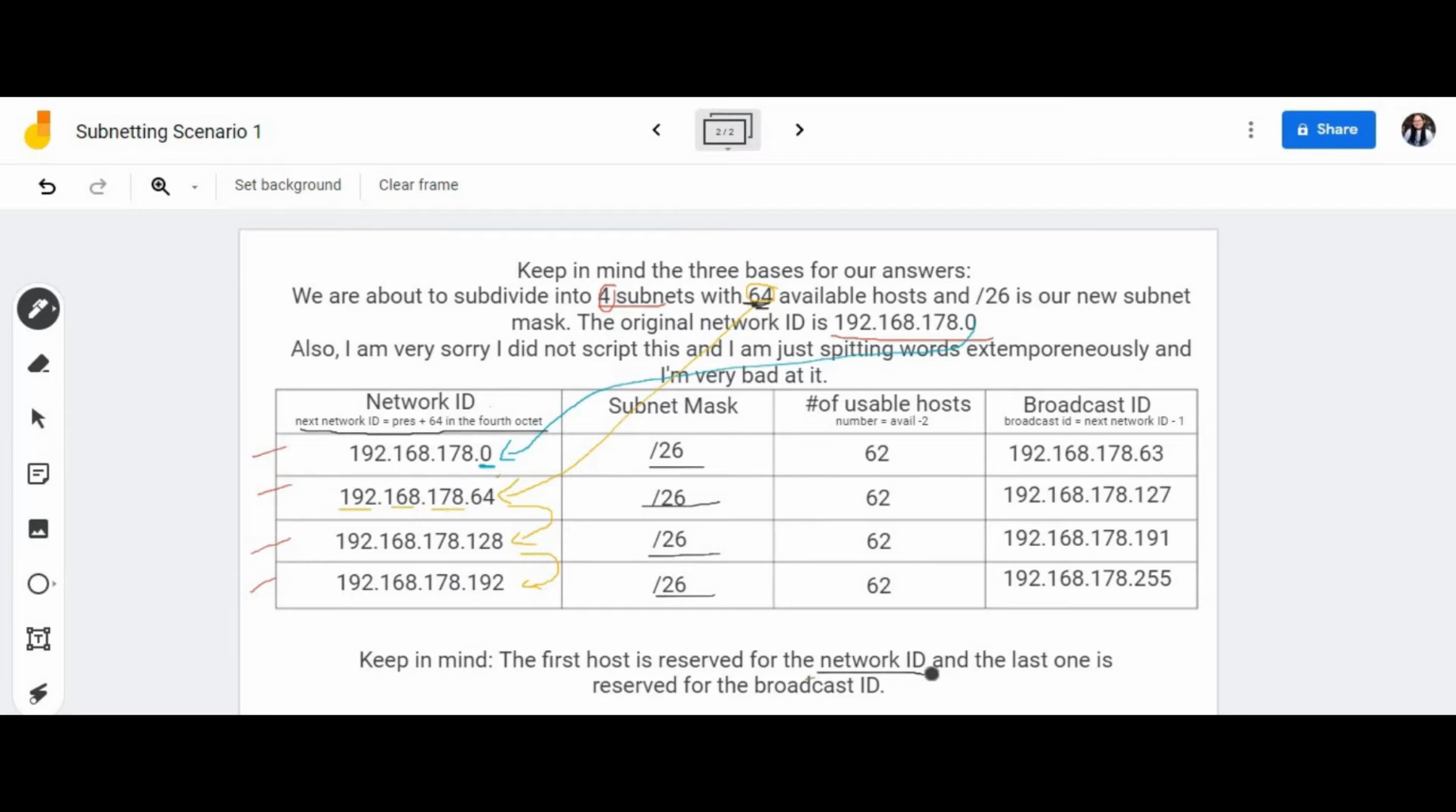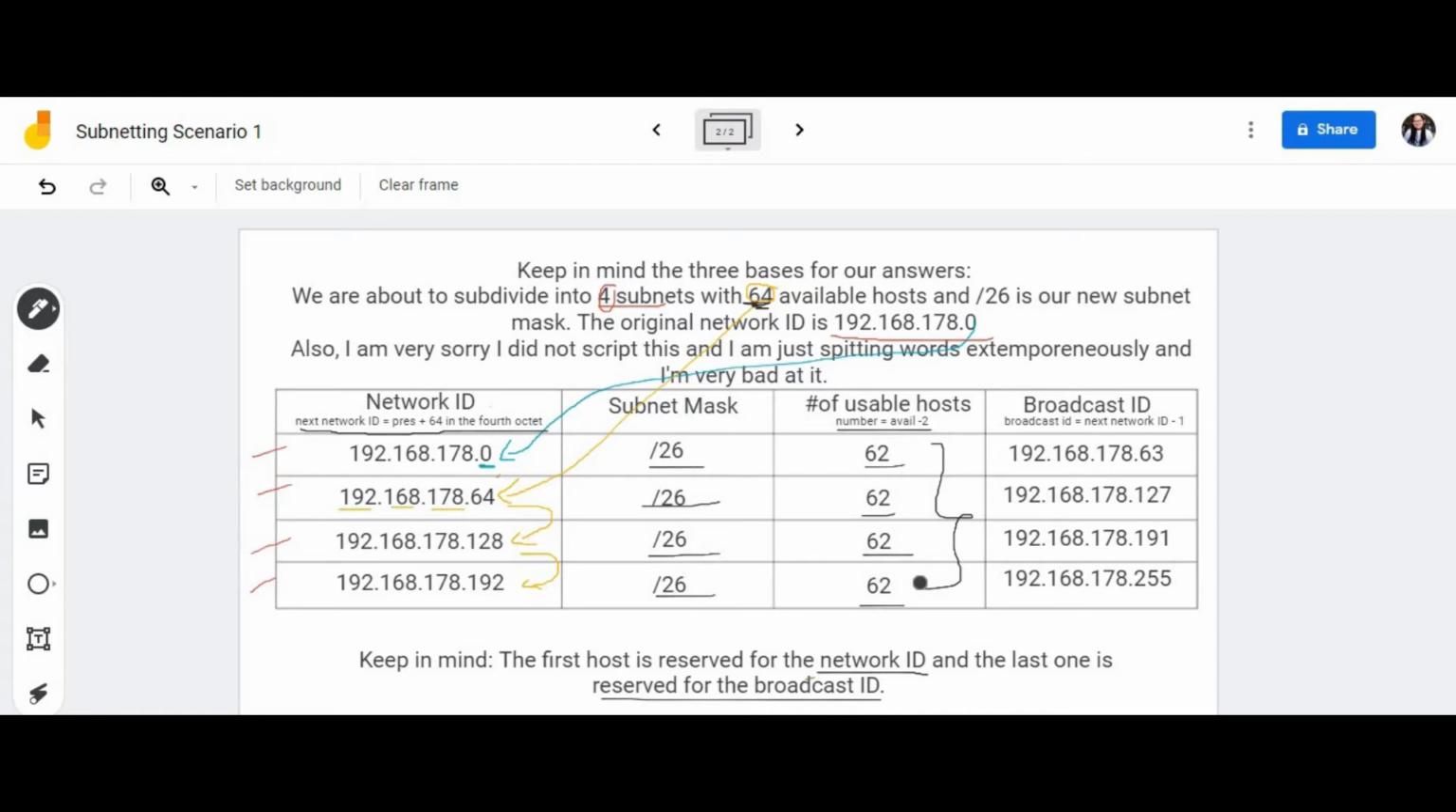Now, we already have our subnet mask, which is /26. That's why it's already here. So basically, every single subnetwork has the same subnet mask. Now, our number of available hosts was 64. We already emphasized it enough. But we were looking for the number of usable hosts. Keep in mind that the first host is reserved for the network ID and the last one is reserved for the broadcast ID. Basically, because it's already reserved, it is no longer of use.